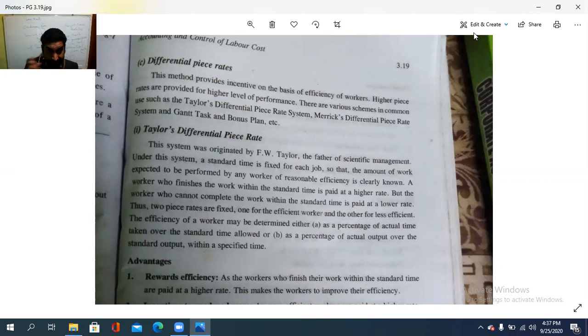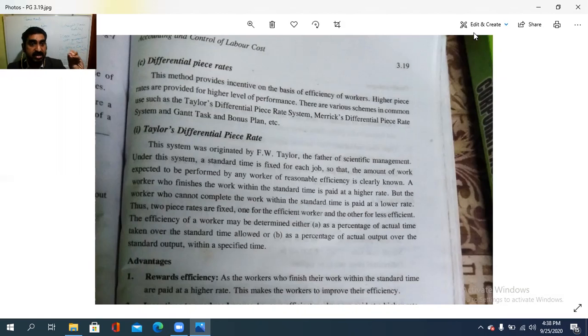So we will start with Taylor's differential piece rate system. As you are aware, F.W. Taylor, the father of scientific management, is the proponent of this system. Under the system, a standard time is fixed for each job so that the amount of work expected to be performed by any worker of reasonable efficiency is clearly known. So a standard time is set.